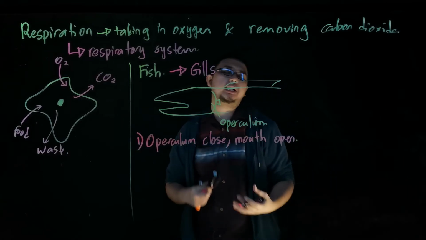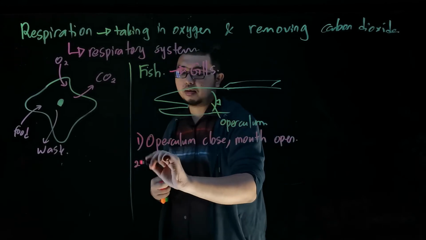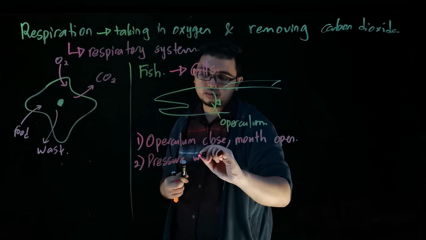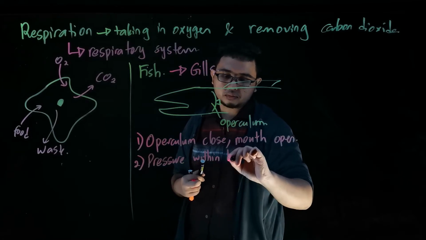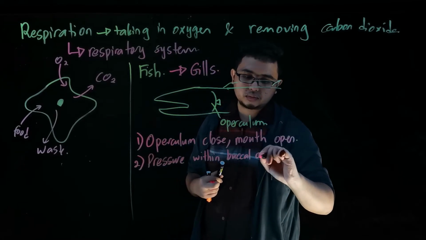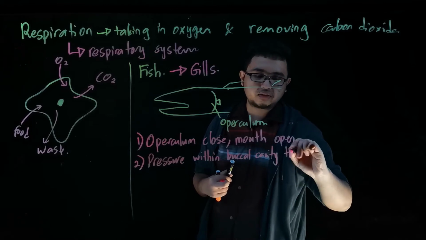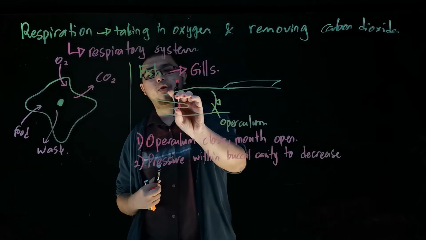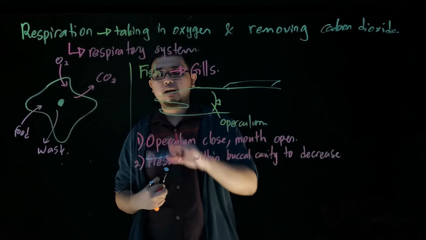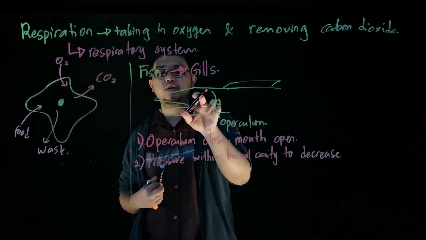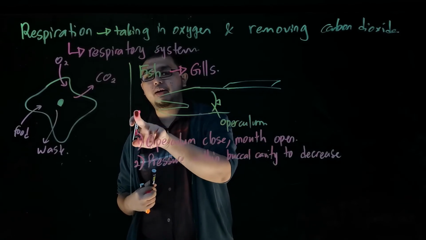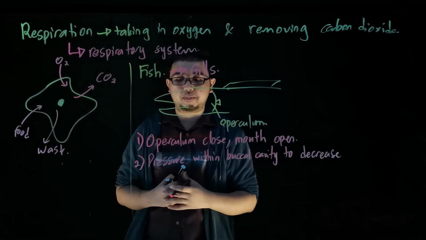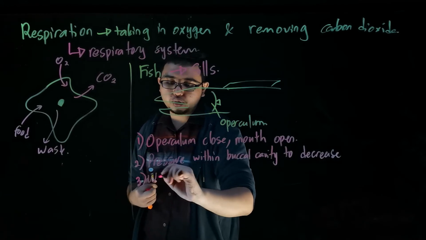The closing of the operculum causes the pressure within the buccal cavity to decrease. As the pressure in the buccal cavity, or the mouth cavity, decreases, it causes the water to rush into the mouth, as the pressure in the environment surrounding the fish is higher than the pressure inside the mouth. So water rushes into the mouth.